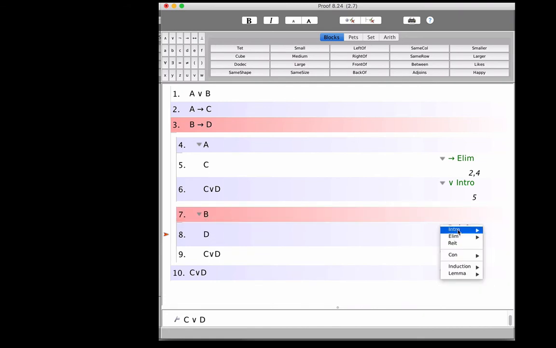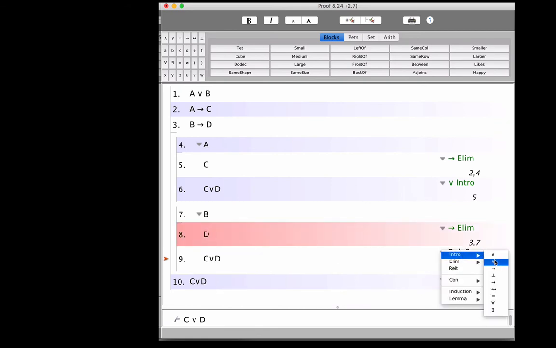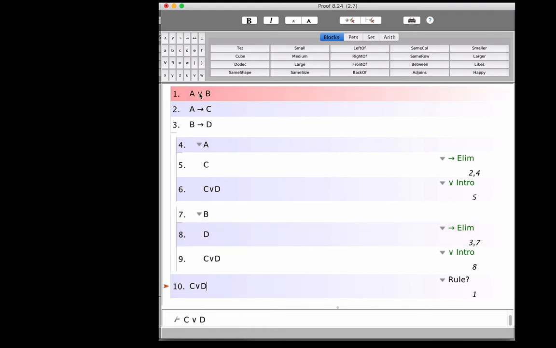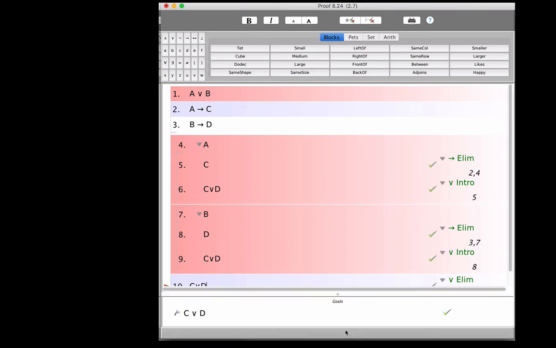We've eliminated at line 8, the conditional. And then line 9 gets us, by the introduction of a disjunction, the end of our second subproof. So at line 10, we can say from line 1, 4 to 6 and 7 to 9, which include work done on lines 2 and 3, we have the conclusion, disjunction elimination. Let's check out our work, and we get check marks.